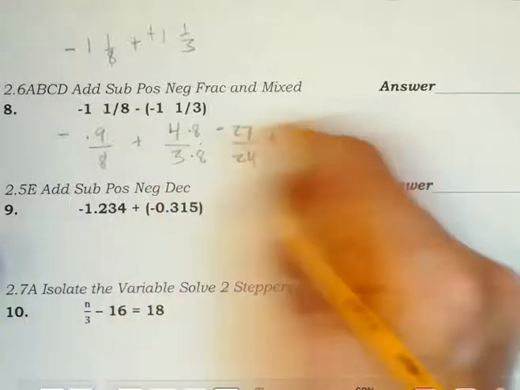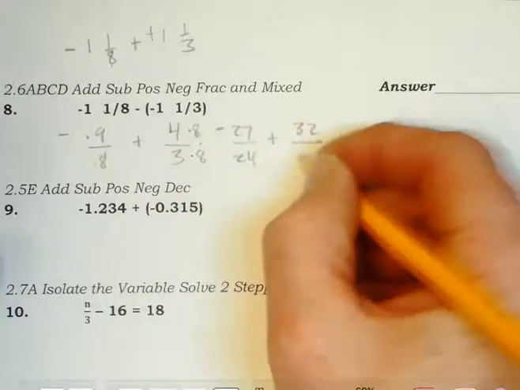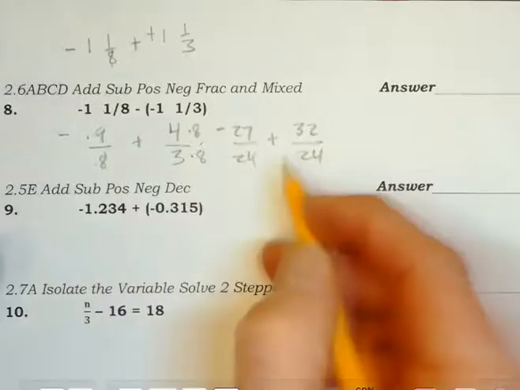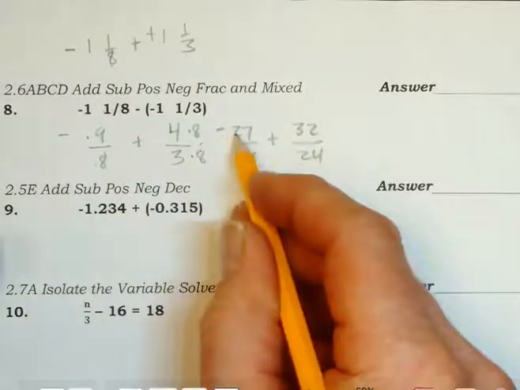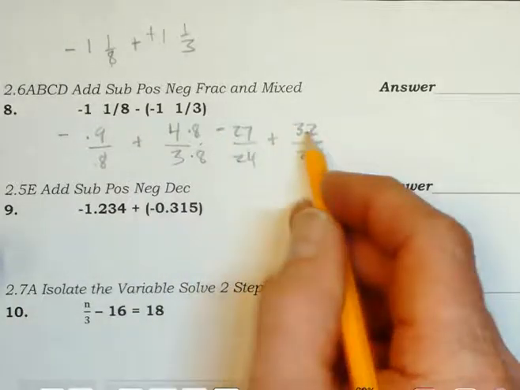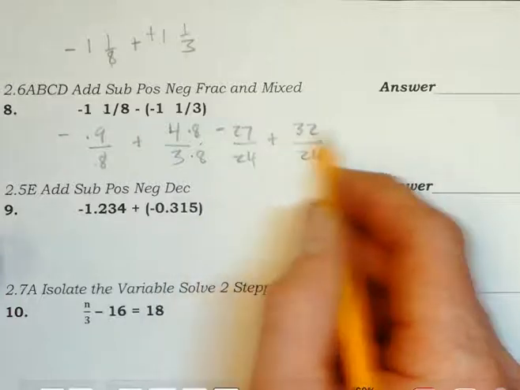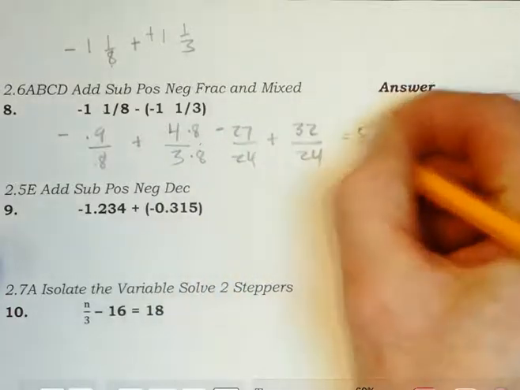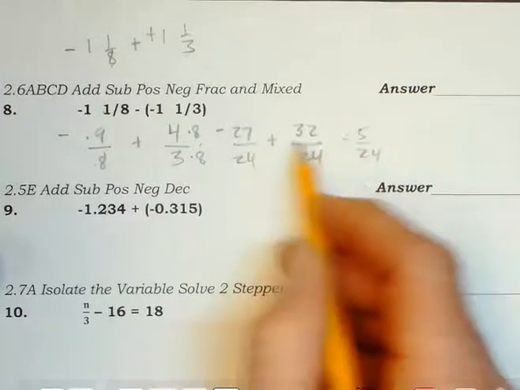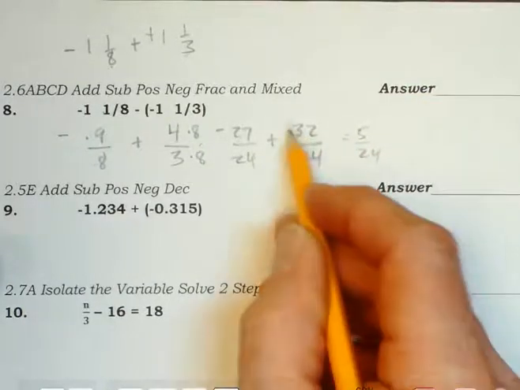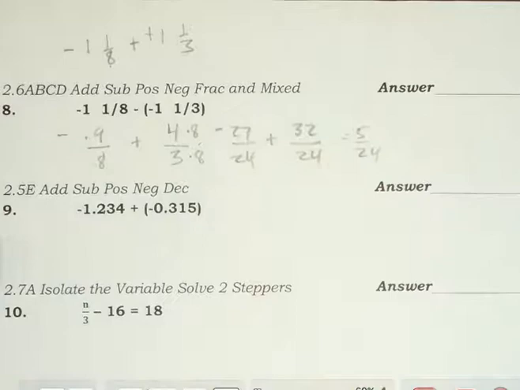So 4 times 8, that would give me 32/24. So now I have a negative 27 and a positive 32. So these are different signs. I'm going to find the difference. The difference is 5/24. And is it positive or negative? Well, of course it's positive because this one here has a greater absolute value. It's more positive than that.